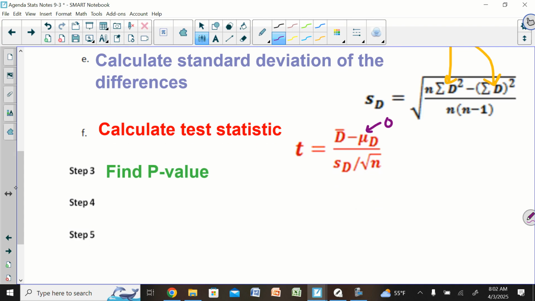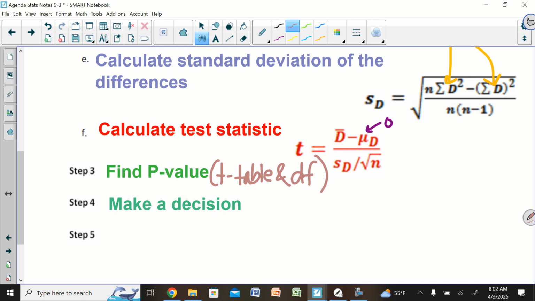So then step 3, we're going to find our p-value, which means that we're going to the t-table, and we're using our degrees of freedom. Remember, n is the number of pairs. So if I've got 6 sets of data, 6 pairs of data, my DF would be 5. Step 4, make a decision, reject or do not reject H sub 0. And step 5 is to summarize, use context. All right, I know it's a lot. It's not hard, it's just side work. So I call it side math because we've got to do all this junk on the side in order to actually calculate our test statistic.